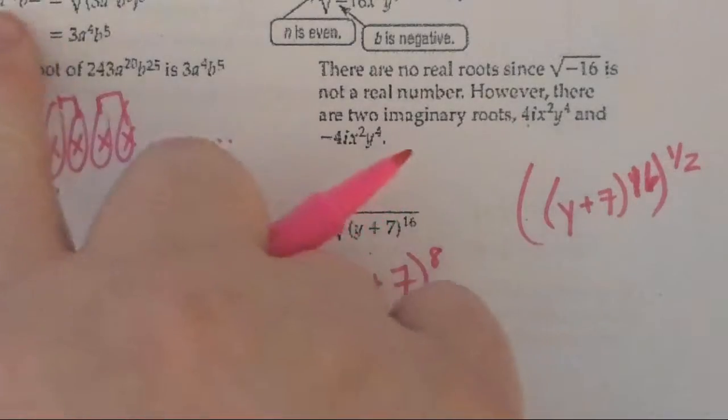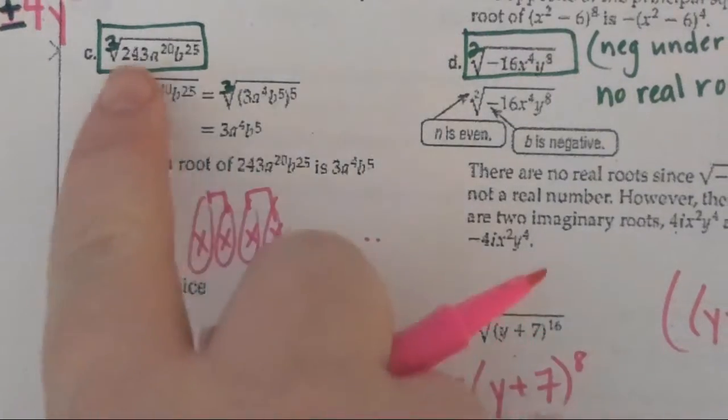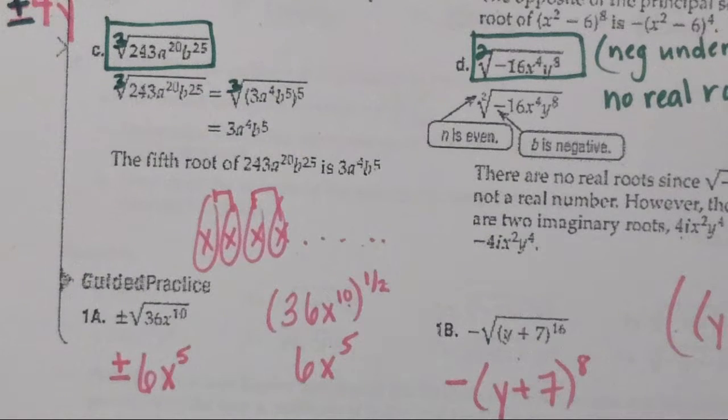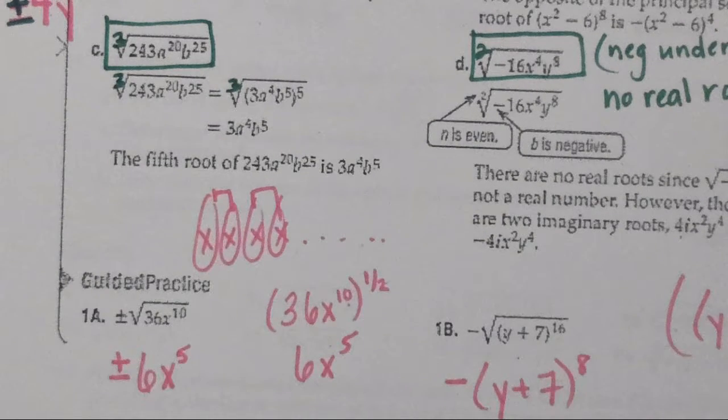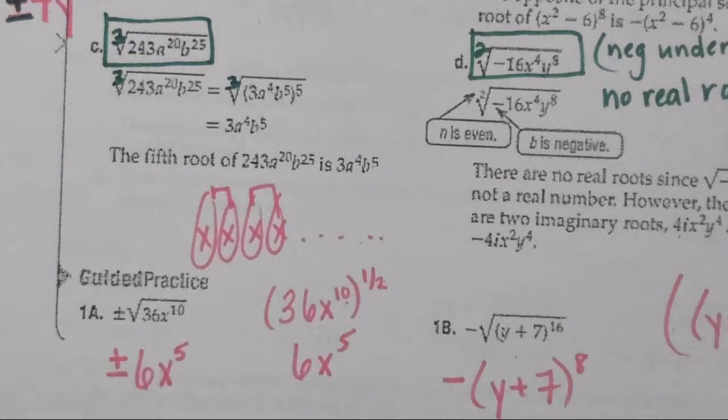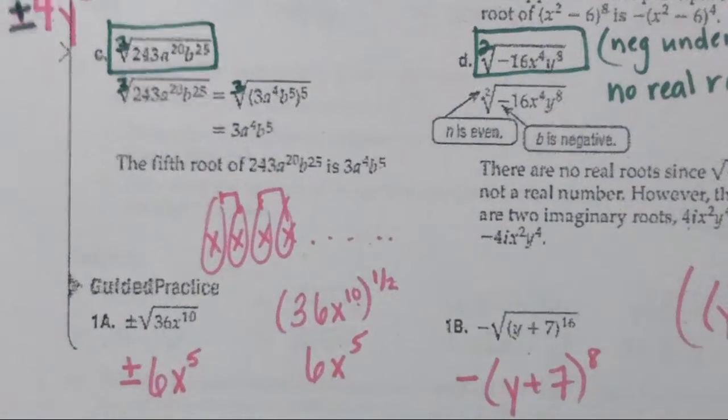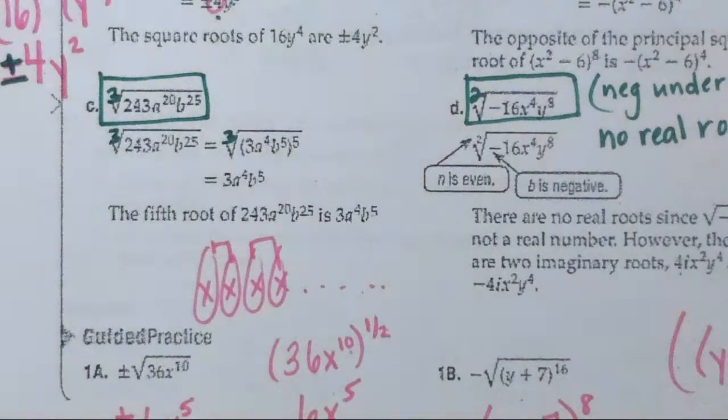And so when we get to C, which has a 3 as the index, instead of raising it to the 1/2, I'm raising it to the 1/3, or I'm dividing everything by 3 in the exponents. Okay, so let's be brave and go to C, which has a different index. It has a 3.